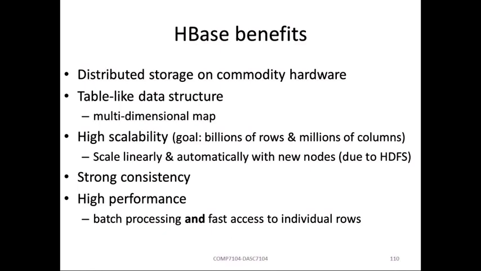Okay, regarding HBase, some of its main benefits are it enables distributed storage on commodity hardware, and basically it enables to distribute data horizontally on thousands of commodity servers and deal with large volumes of data, petabytes of data. So it's a very efficient distributed storage relying on commodity hardware. It's highly scalable and provides strong consistency.